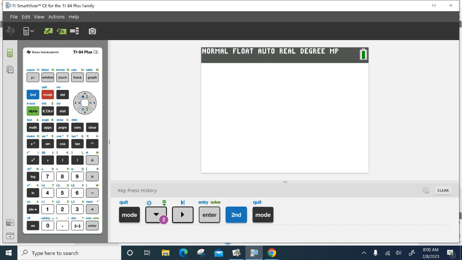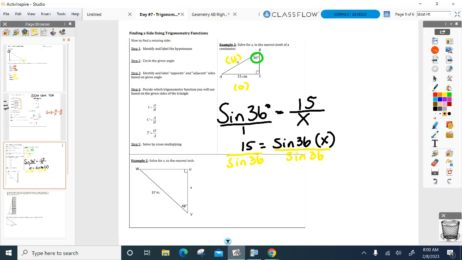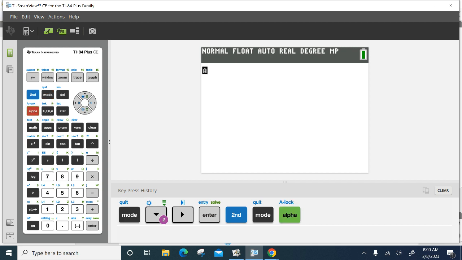All right, let's go back now. So what do I need to do? 15 over sine of 36. So I get my fraction template out.